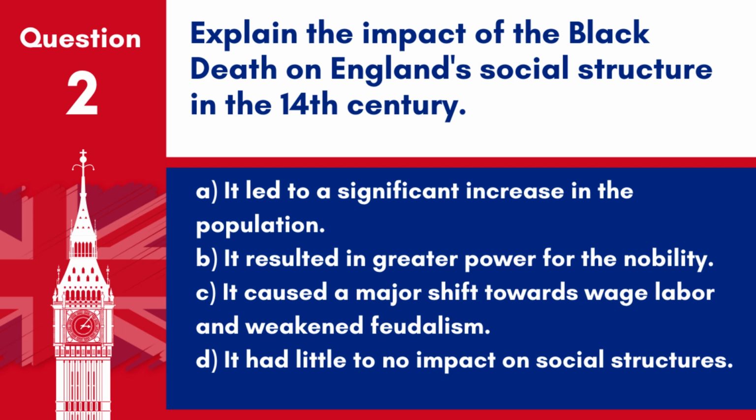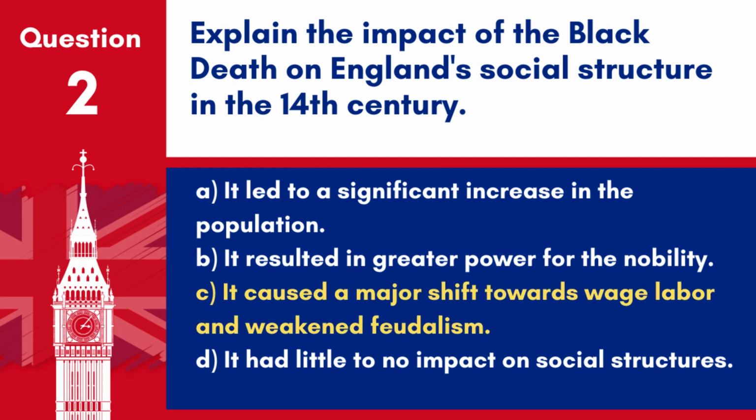Question 2. Explain the impact of the Black Death on England's social structure in the 14th century. A. It led to a significant increase in the population. B. It resulted in greater power for the nobility. C. It caused a major shift towards wage labor and weakened feudalism. D. It had little to no impact on social structures.